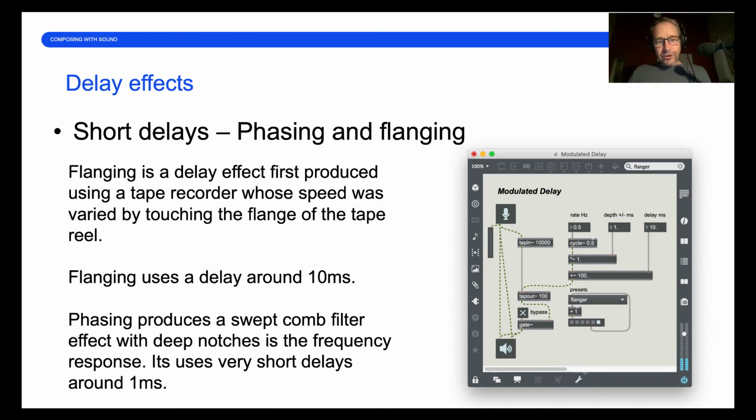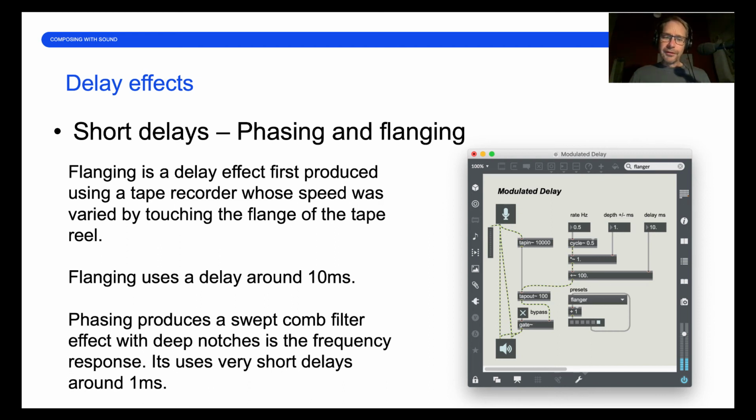Flanging is a delay effect first produced using a tape recorder. The word flange comes from the flange of the reel of the open reel tape recorder, and you could slow the tape down just by pressing your thumb on the reel of the tape machine, which would slow the pitch down, creating a delay with another version of the signal that was playing at normal speed.